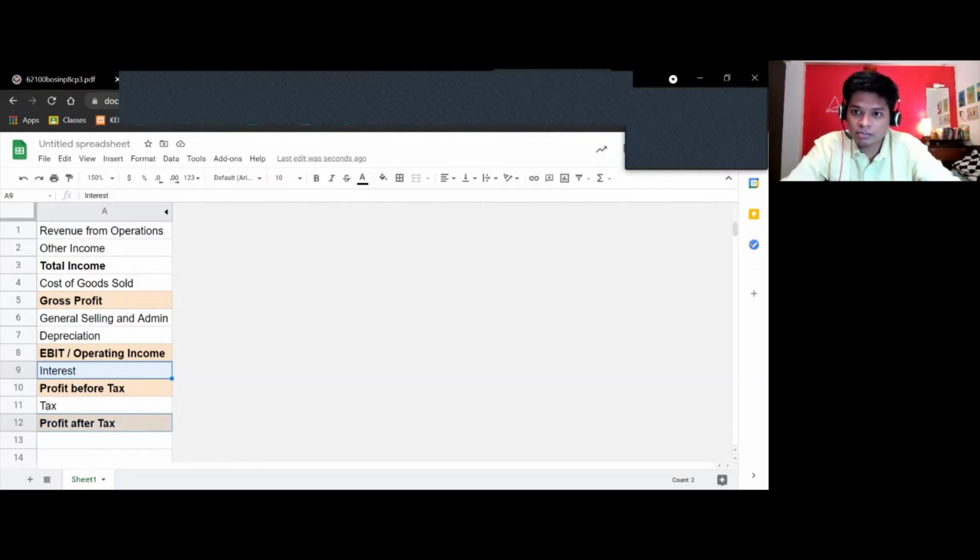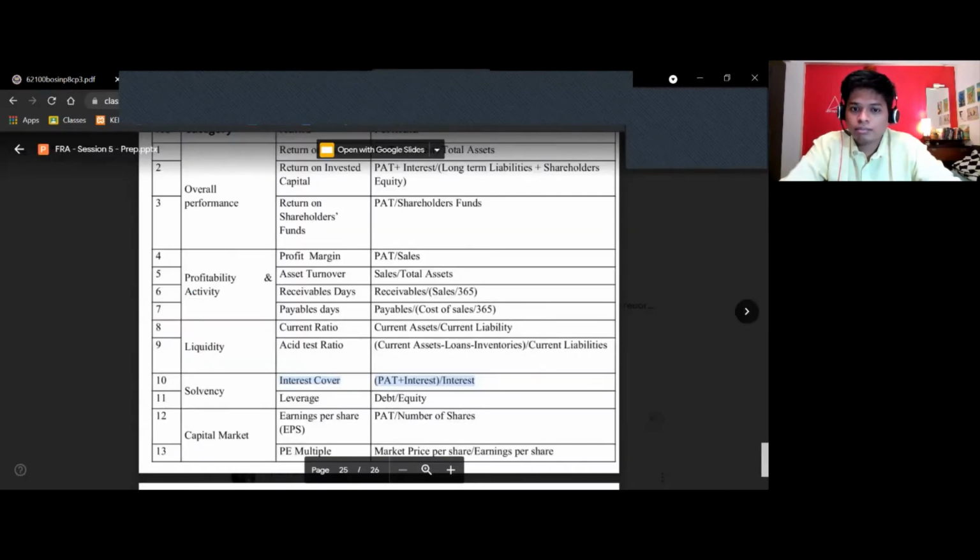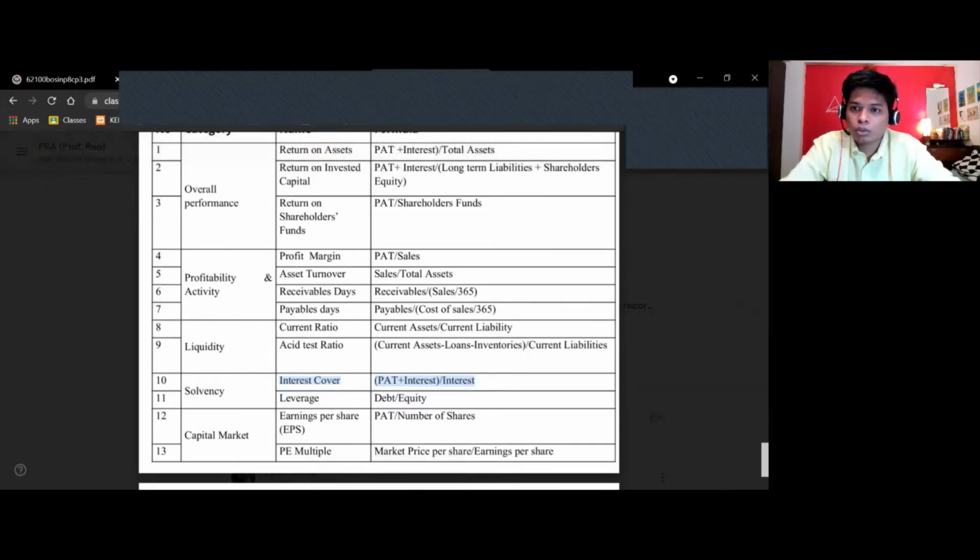However, in ICAI's module, it is written as EBIT. Now, the difference here is that if you take PAT plus interest, you are taking care of the taxes, whereas if you take EBIT, you're not taking care of the taxes. So ideally, you should take PAT plus interest only. That might be a confusion if you're referring to both. So I would suggest go with what sir has taught in class, PAT plus interest divided by interest. This is more appropriate.